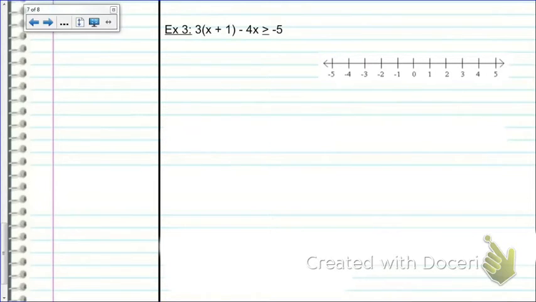Okay. What would you do first? Elizabeth, what would you do first? I would distribute. Yes, we would distribute the 3. So, ladies and gentlemen, let's distribute the 3. And on the left, that's going to give me 3x plus what? 3. Good job. Minus 4x is greater than or equal to negative 5.